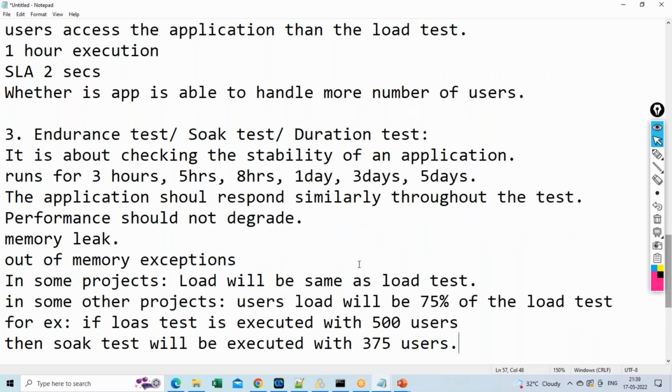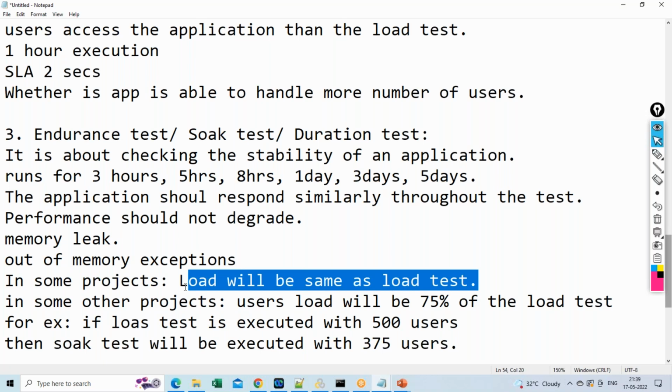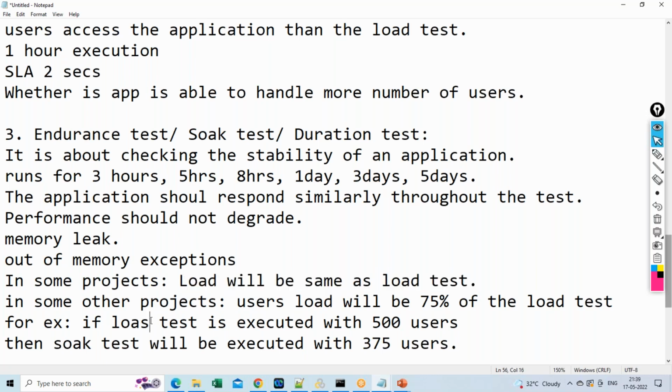So there's a difference in terms of load also. In some projects we go with 100% load, the same load that we tested in the load test. In some projects they will go with 75% of the load only. That means if the load test is executed with 500 users, the endurance test or soak test will be executed with 375 users. So this is all about the endurance test.